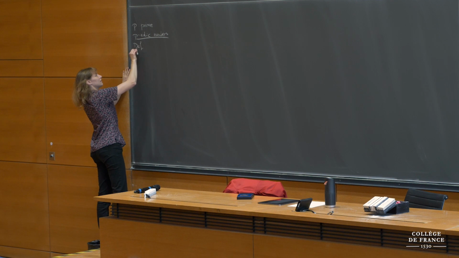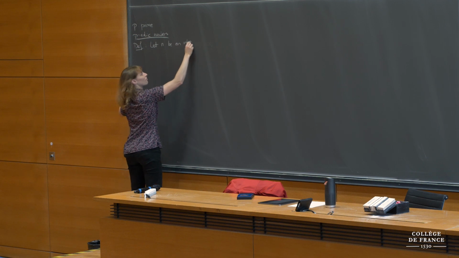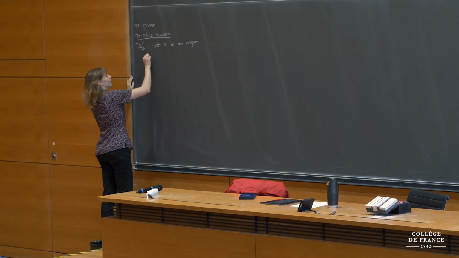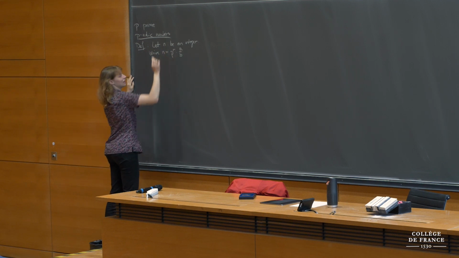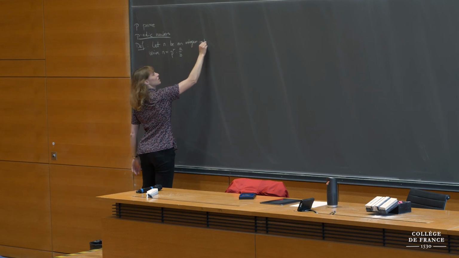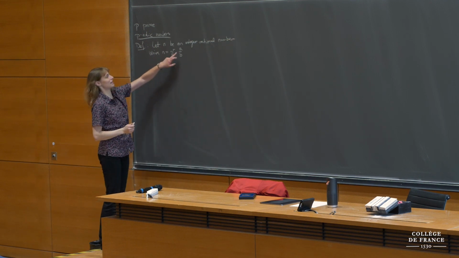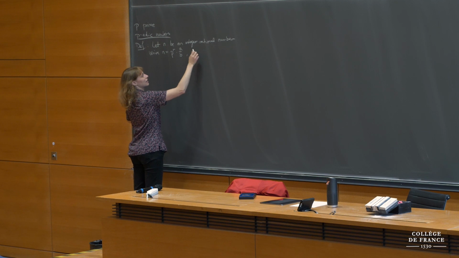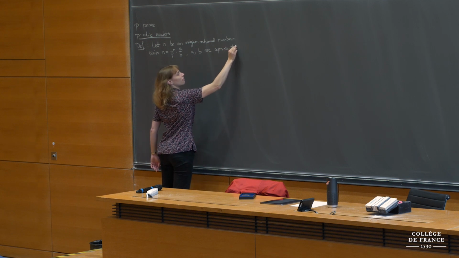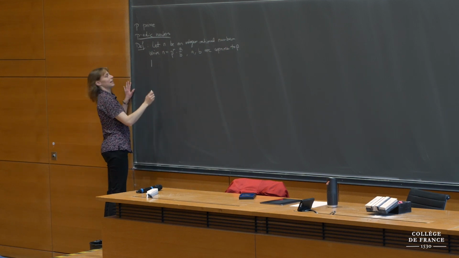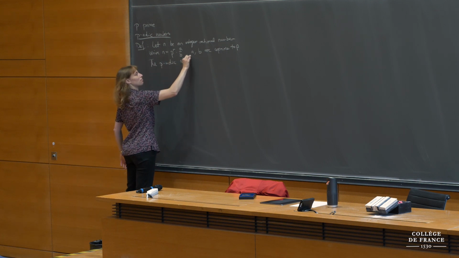So here's a definition. Let n be an integer and write n as p to the r times, well, I said integer, but we can also take a rational number. And then we can write n as p to the r times a over b, where a and b are co-prime to p. And then we can define the p-adic absolute value.